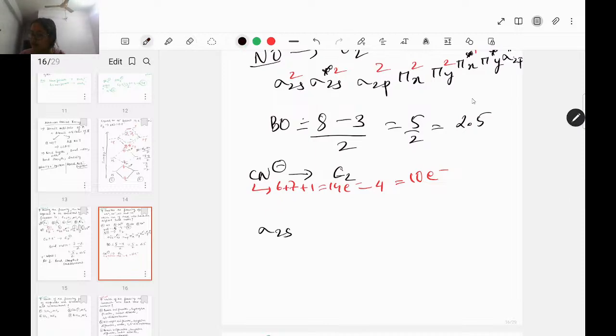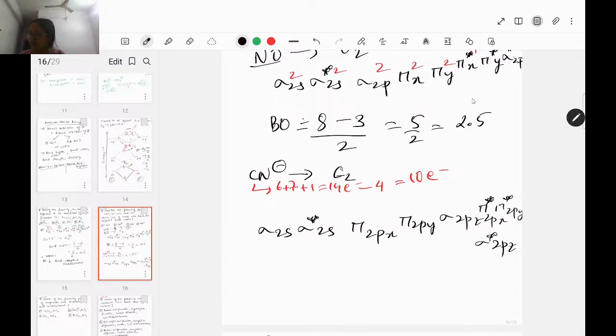Sigma 2s, sigma star 2s, then this is pi 2p, we will have a pi orbital over here. So pi 2px, pi 2py, then we have sigma 2pz, and then we have pi star 2px, pi star 2py, then sigma star 2pz. Okay, so let us fill them. We have 10: 1, 2, 3, 4, 5, 6, 7, 8, 9, 10.